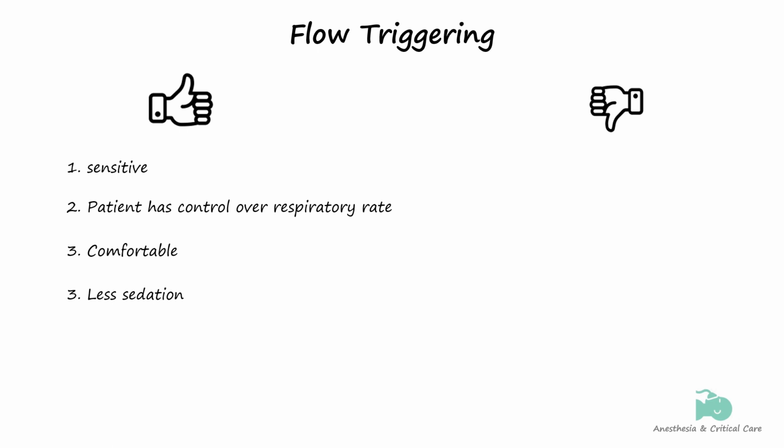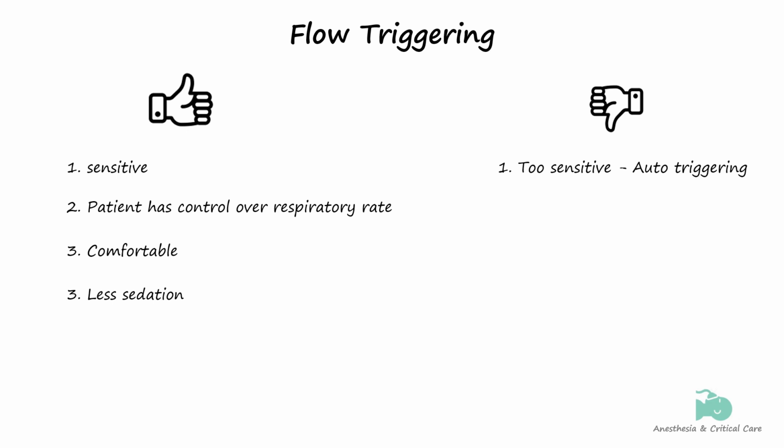There are however some problems with flow triggering. It may be too sensitive, giving rise to auto-triggering, a form of desynchrony where non-respiratory influences on circuit flow trigger mechanical breaths. For example, cardiac pulsation, fluid in the circuit, and secretions in the airway can also trigger the ventilator.